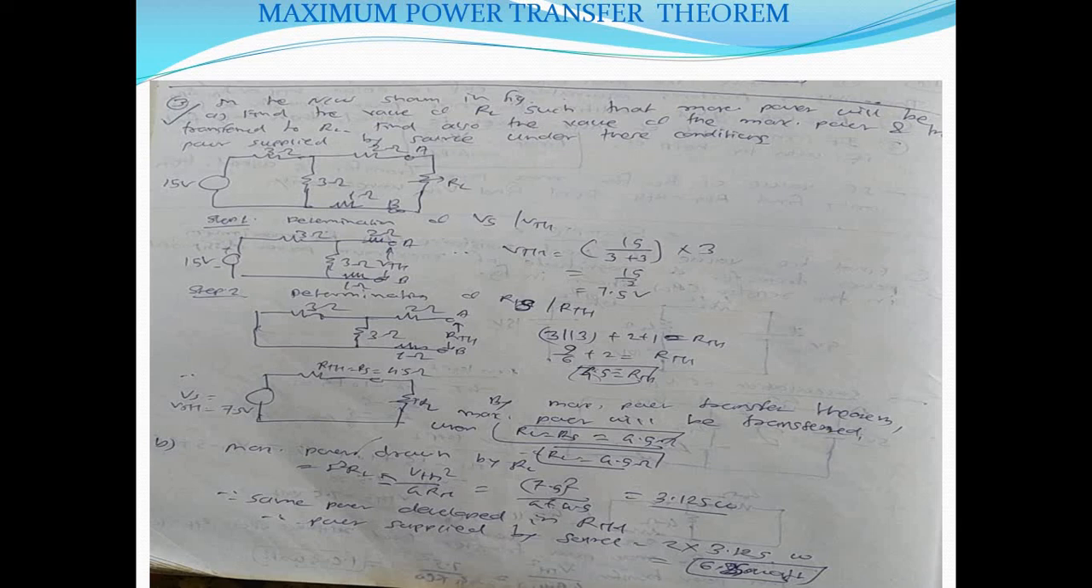And whenever there is a question like calculate the maximum power drawn, then the formula is VTH square upon 4 RTH. And if there is a question to calculate the power supplied by the source, then it will be 2 times the maximum power delivered to the load. Okay, I hope the concept is clear.